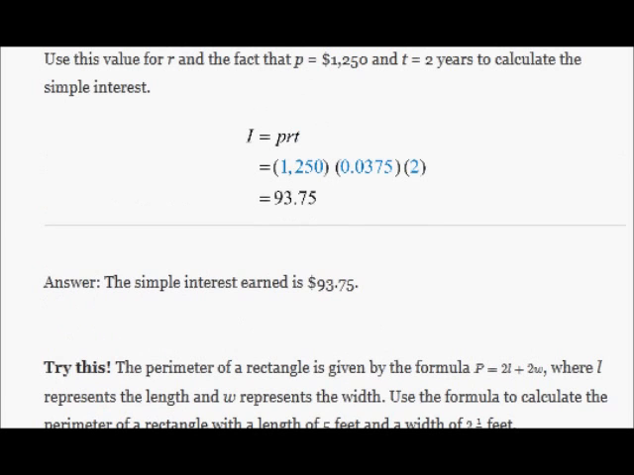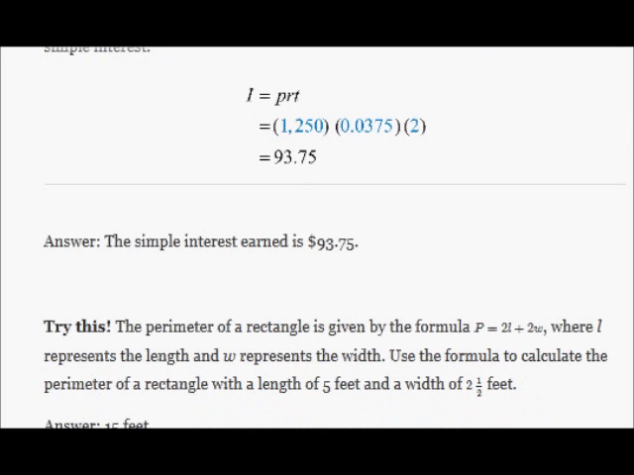Okay. Now, here's a question. The perimeter of a rectangle is given by the formula perimeter P equals 2L plus 2W, where L is length and W is width. Okay, so 2 times the length plus 2 times the width. And if you look at a rectangle and you think about the perimeter, you think about just adding up the length of each of the 4 sides. So you'd add up length plus width plus length plus width, which is the same as 2L plus 2W.